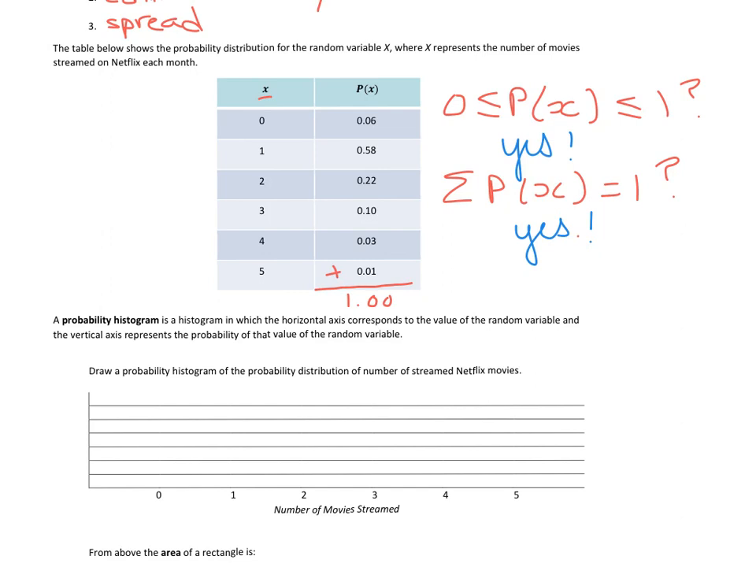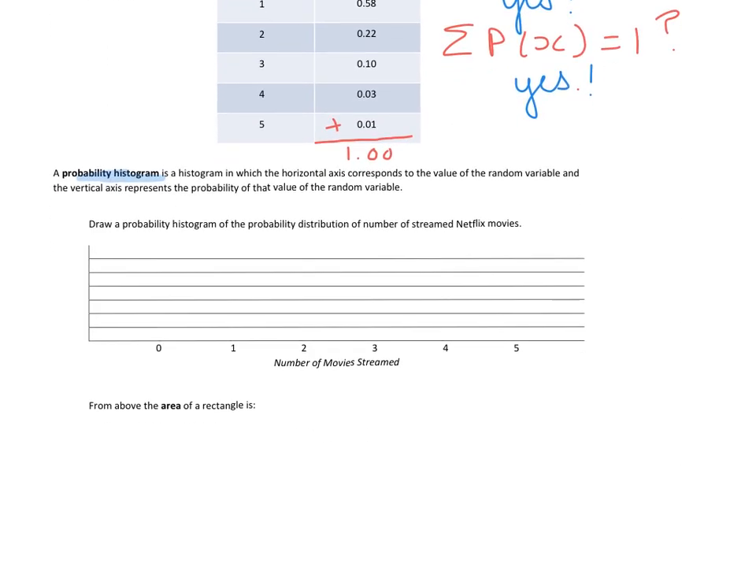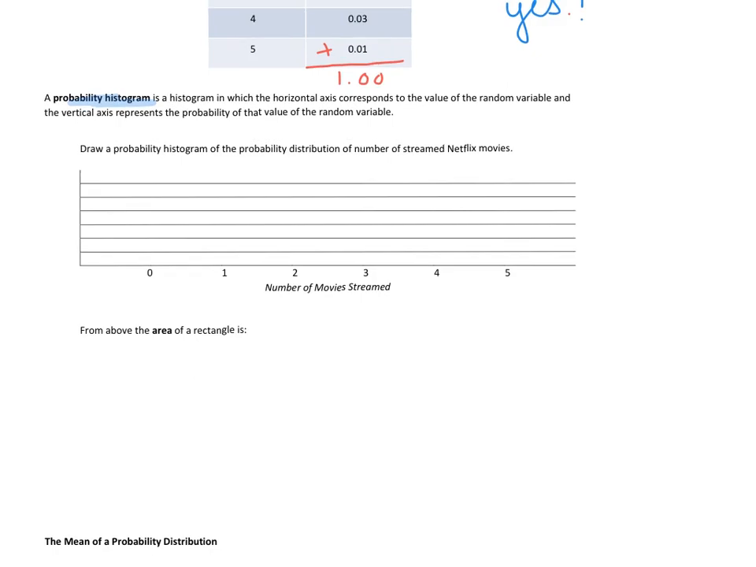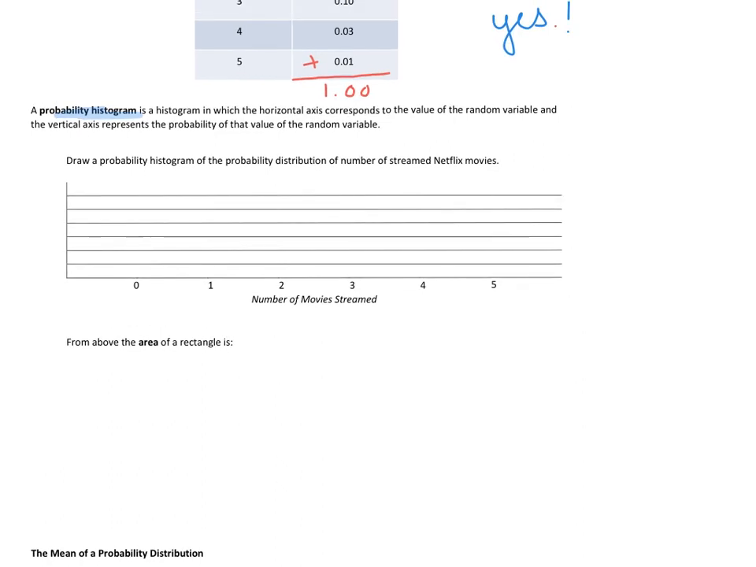All right, so what we can do with this is something similar we did in chapter 2. Once we had our frequency distribution, we made a frequency histogram. Now that we have our probability distribution, we can make a probability histogram. And it's created the same way. The horizontal axis corresponds to the value of the random variable, and the vertical axis corresponds to the probability that that random variable will occur. All right, so we're going to draw a probability histogram of the streamed Netflix movies. All right, so again, just to clarify, number of movies streamed, that's the value of your random variable.